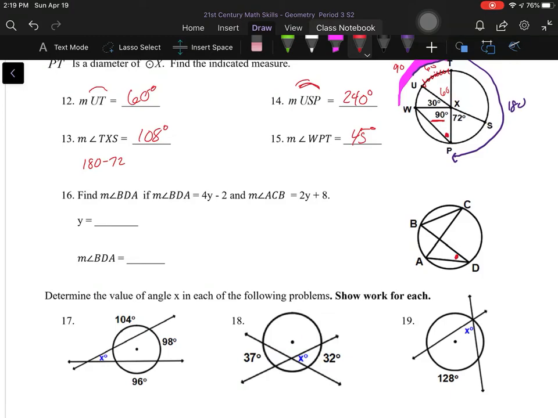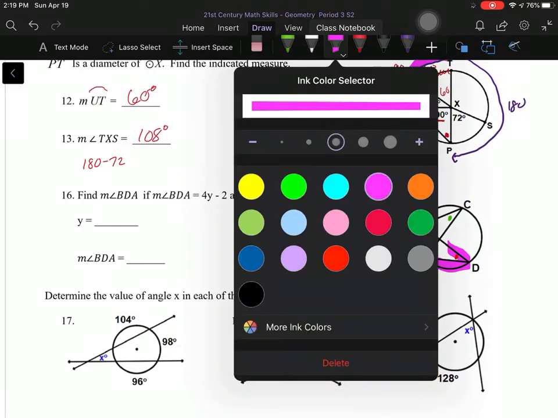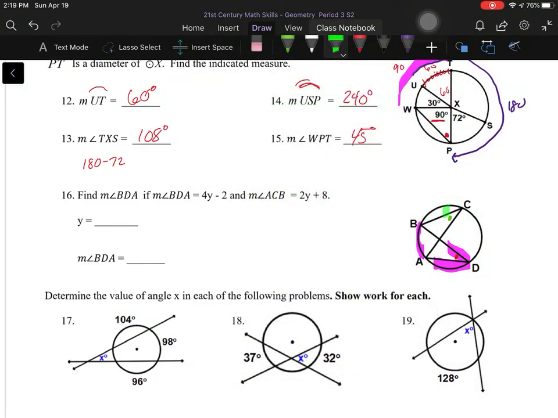What they're telling us is that the measure of angle BDA is 4y minus 2 and the measure of ACB, so if I switch colors here, they're telling us this one is 2y plus 8. Now the key piece of this is they intercept the same arc. So if you trace ADB and you trace BCA, they both intersect at the same arc.